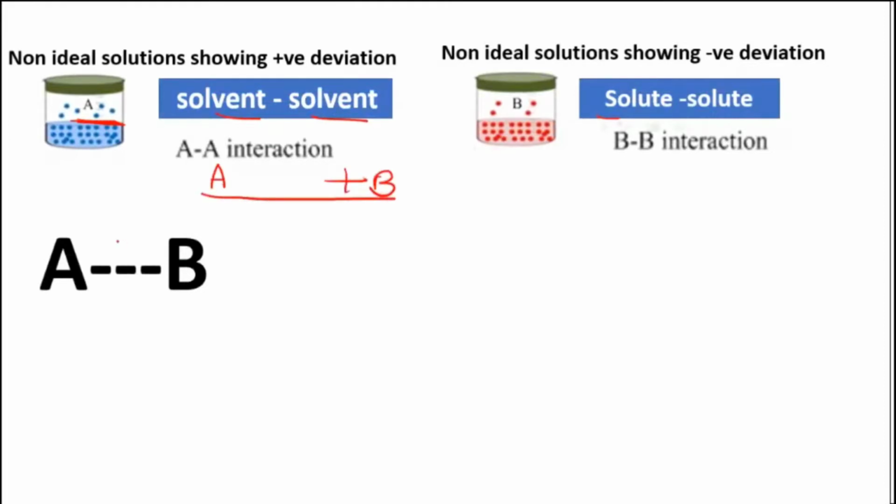Okay, so now when the solution is being formed, if it's a positive deviation, what has happened is the force of attraction between A and B is found to be less than what they had before. Between their own particles, whatever force they had was much stronger compared to what they have at present. When they are forming a solution, the force of interaction has become less compared to what was present initially. So that's the reason why it is a positive deviation.